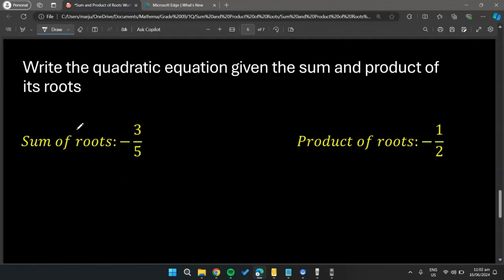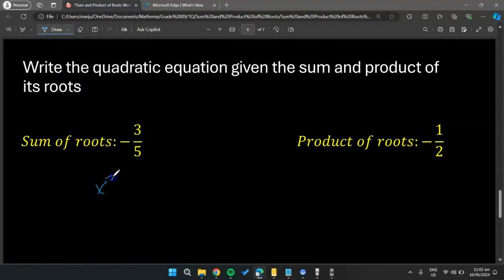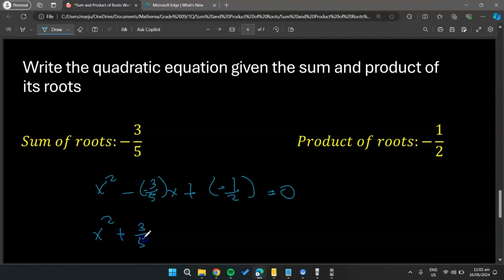So next example. So again, the sum is negative 3 over 5, and then the product is negative 1/2. So we will write x squared minus 3 over 5 x plus negative 1 over 2 equals 0. Simplify, this is just, there's a negative, right? So that will become plus 3 over 5x and then minus 1/2 equals 0.